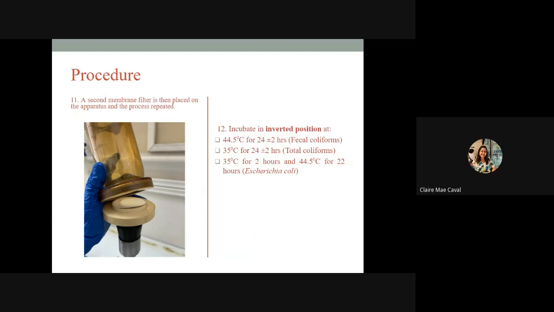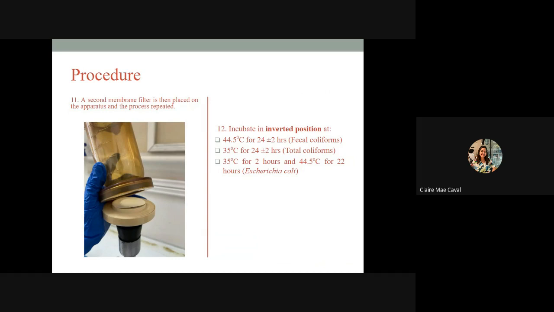And lastly, a second membrane filter is then placed on the apparatus and the process is repeated. Of course, for fecal coliform, another 100 ml. And the same if E. coli, another 100 ml. Okay? So that is why it is 100 ml per parameter. If there are many parameters, the bottle usually used by water testing laboratories is around 500 ml.